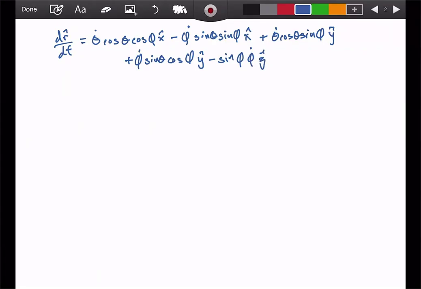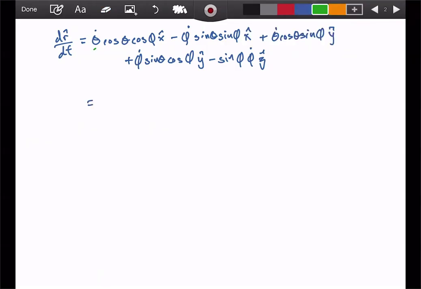So good. So let's group all of our terms together. In the x hat direction, we're going to get theta dot cosine of theta cosine of phi minus phi dot sine of theta sine of phi. Actually, I don't want to do it this way. Let's just combine like terms together. That sounds smarter.